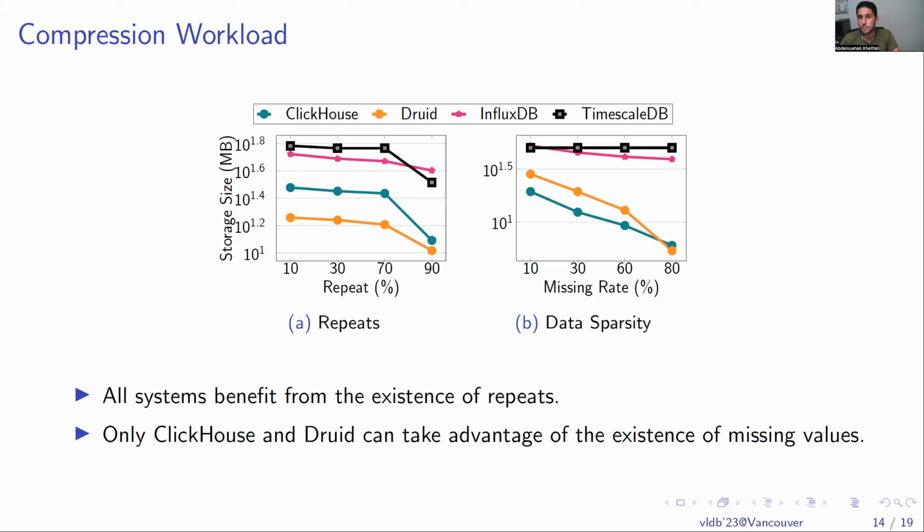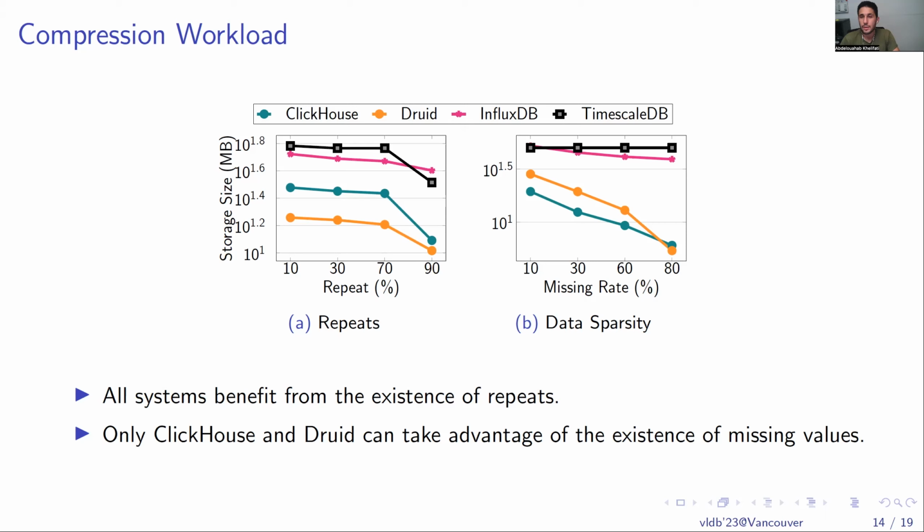ClickHouse supports the run length encoding compression algorithm that only stores the difference between the consecutive values in the data. This makes it particularly efficient for data with high repeats because it does not have to store the delta for these values. The Druid system supports the bitmap compression algorithm that only uses one bit to represent the presence or the absence of a given value.